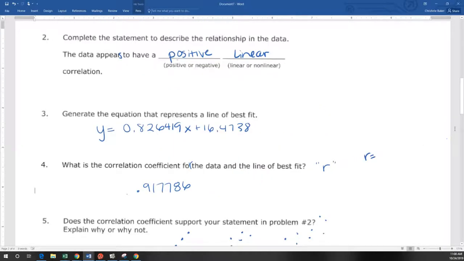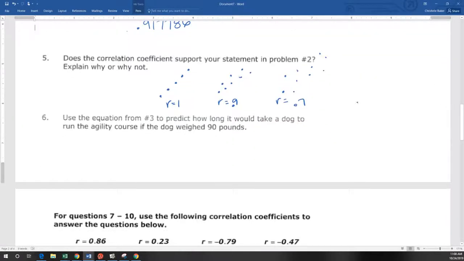An R value of -1 would be a perfect straight negative slope. An R value of -0.9 would be pretty good, kind of like what we have in our data, but just going down. So the closer it is to 1, the closer it is to a straight positive line. The closer it is to -1 is a perfect straight negative slope.